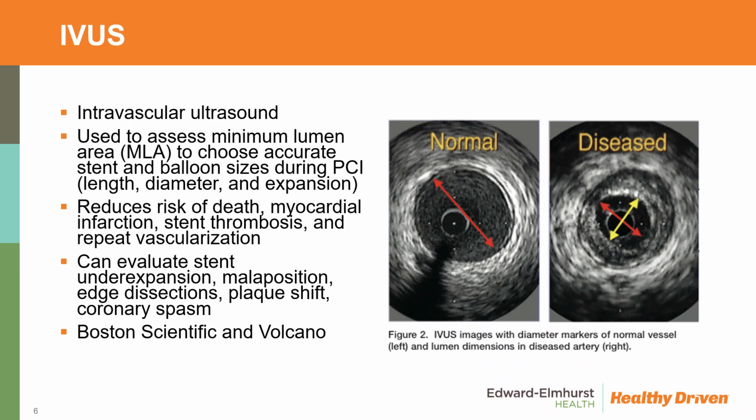Now for IVUS, it is intravascular ultrasound. We use this a lot. It's one of the gold standards for placing stents and determining that we have optimized the stent placement. It's used to assess the minimum lumen area, or MLA, to choose the accurate stent and balloon sizes during PCI, including length, diameter, and expansion. Using this reduces the risk of death, myocardial infarction, stent thrombosis, and repeat revascularization. We can evaluate a stent for underexpansion, malapposition, edge dissections, plaque shift, and coronary spasm.